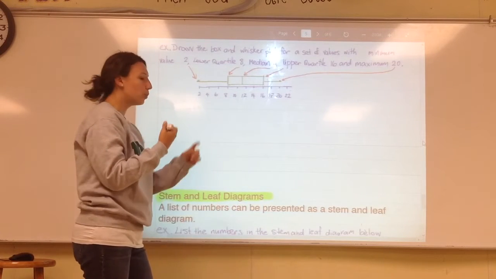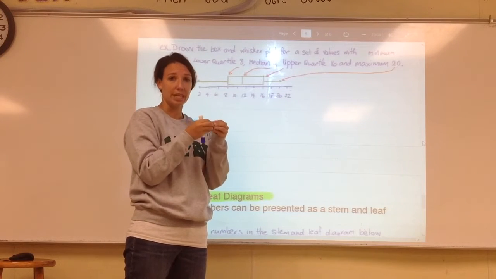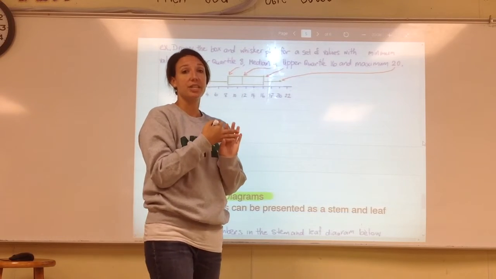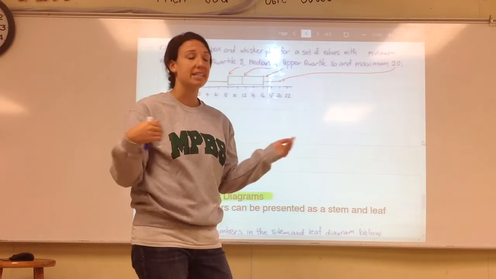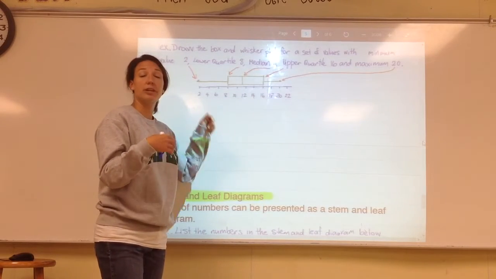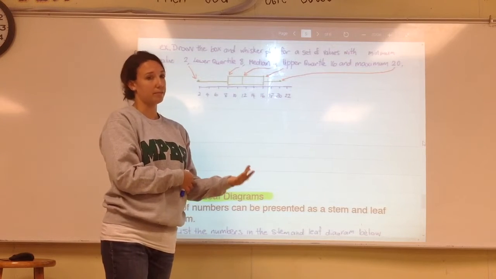Okay? So we have mean, median, and mode, which are all measures of central tendencies, measures of center. And then we have range, IQR, and standard deviation that are measures of spread. It's telling me how spread out my data is. Box and whisker plots are just another visual to help me see where that center is and what my spread is.